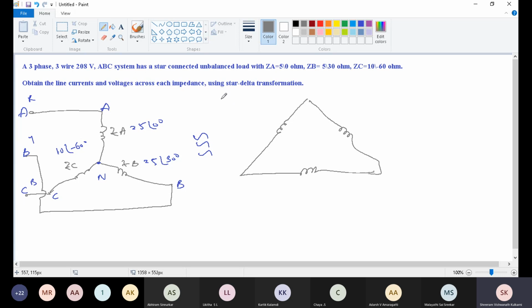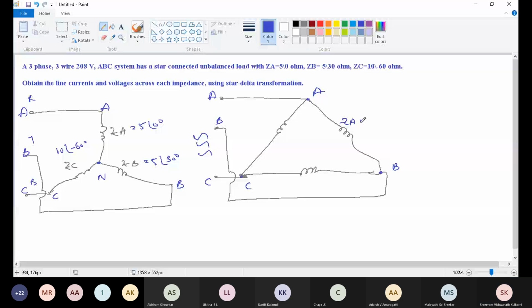Okay, here also A, B, C. This is point A, this is point B, this is point C. A to B, tell me, this is ZA, this is A to B. What can I call it as? ZAB, B to C, ZBC, C to A, ZCA. Correct?